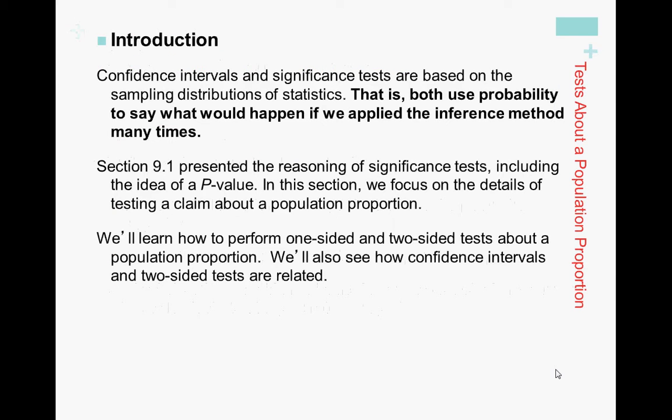Now confidence intervals and significance tests are based on the sampling distributions of statistics. That is, both use probability to say what would happen if we apply the inference method many, many times. We already went over section 9.1, and that gave us the basic reasoning behind significance tests, including the idea of a p-value. In this section, we're going to focus on doing it with a population proportion. We're going to look at both one-sided tests and two-sided tests, and once we get to the two-sided tests, we'll see how confidence intervals are related to them.